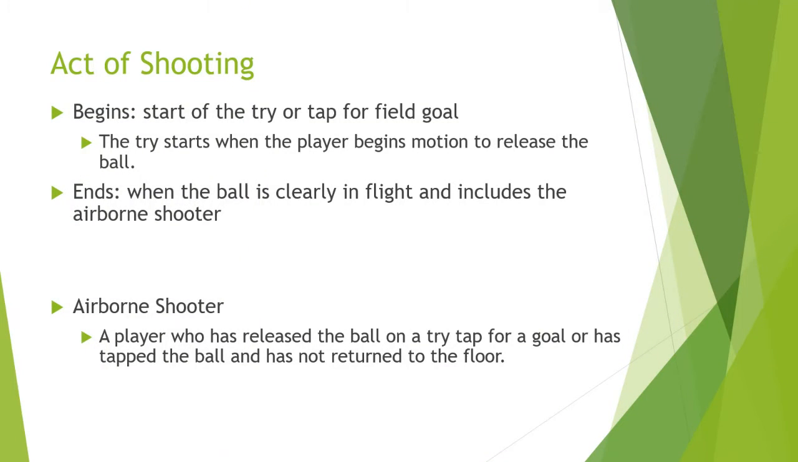As you can see here on the slide, active shooting, let's talk about the time frames of when it starts and when it ends. Obviously it begins at the start of the try or tap for field goal, and the try starts when the player begins the motion to release the ball, and then it ends when the ball is clearly in flight and includes the airborne shooter. Then the airborne shooter is any player who has released the ball on a try or tap for goal, or who has tapped the ball, and has not yet returned to the floor.